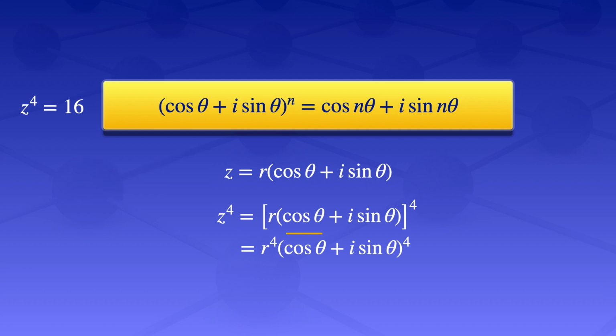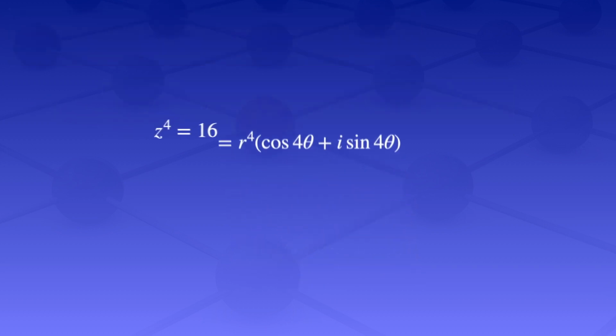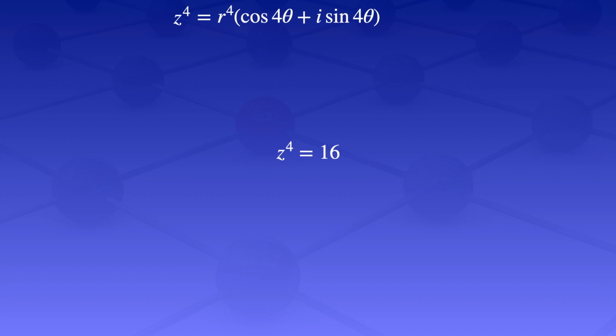Now looking at this part here, (cosine of theta plus i sine theta) to the power 4, we can use De Moivre's theorem to rewrite that. In this case our n is 4, because it's raised to the power 4, and wherever we have the n in De Moivre's theorem above, we put a 4. Then we get r to the power 4 multiplied by (cosine of 4 theta plus i sine of 4 theta). So we now have that z to the power 4 is equal to r to the power 4 multiplied by (cosine of 4 theta plus i sine of 4 theta).